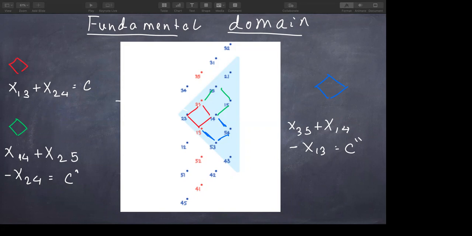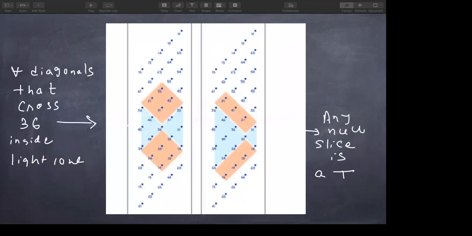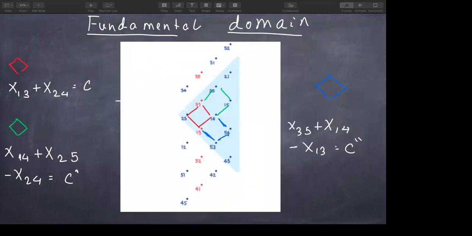So you get three equations, all of which I have written here. These 3 equations give us precisely the equations that we obtain from Sij equal to minus Cij. So these equations are the same equations as Sij equal to minus Cij, if you started with T, which is 1353. This is interesting because the initial slice in this fundamental domain is a triangulation, which is 1353. So it tells you which of the realizations that mathematicians gave us will come once you stick to one fundamental domain.